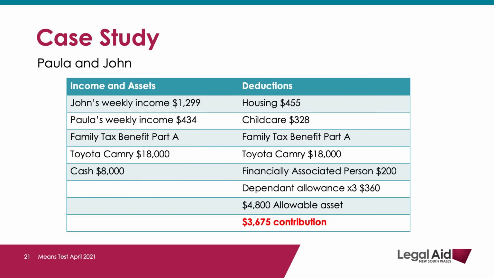John and Paula have a combined income of $115,000 per year. Their only assets are the 2013 Toyota Camry, worth $18,000, and savings of around $8,000. Once the deductions are accounted for, John satisfies the means test and he may be eligible for a grant of legal aid. If so, he would be required to pay an initial contribution of $3,675.